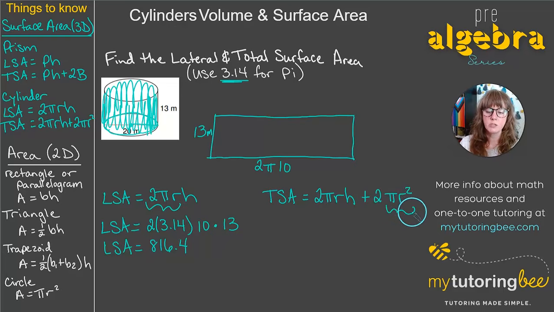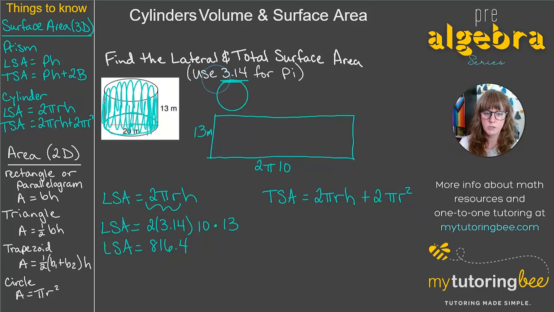So pi r squared is the area formula for a circle. And we have two of them. We have the top and the bottom of that cylinder, right? So that's where the 2 comes from, and the pi r squared is the area formula for each of those circles. So that's where that pi r squared comes from. And let's go ahead and add those circles onto our net here.